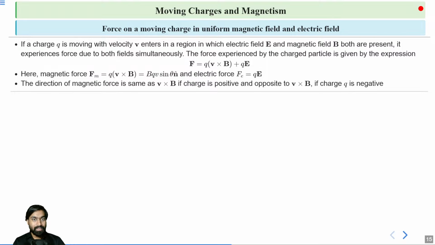If we talk about the direction of magnetic force, it follows the right hand rule for the cross product v cross B. If the charge q is positive, the force direction is the same as v cross B, and if the charge q is negative, the force direction is opposite to v cross B.